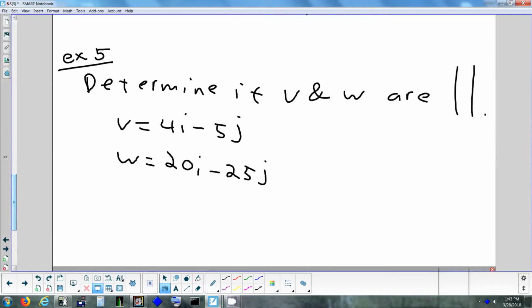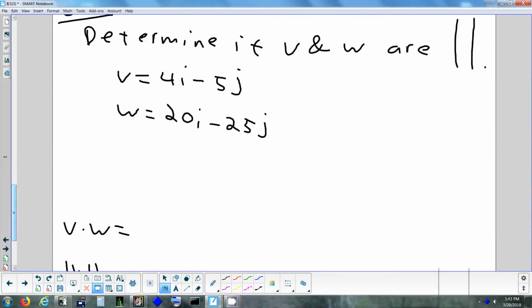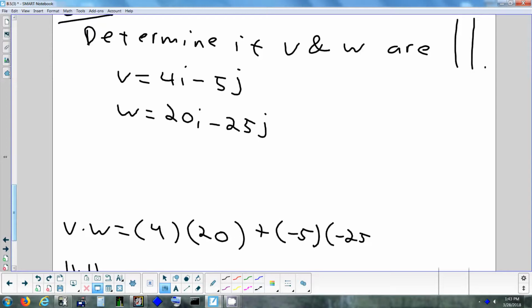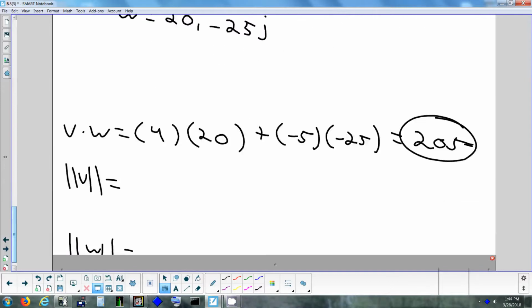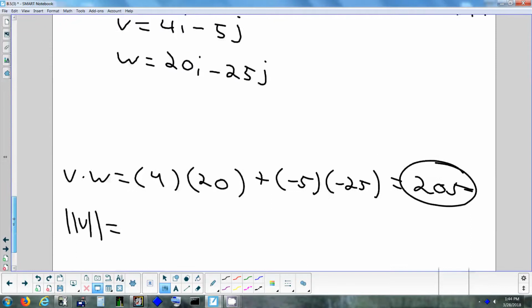We'll start out with the dot product. Okay, Abby, what am I going to multiply to get my dot product? 4 times 20 plus -5 times -25. Okay, so the dot product is 80 plus 125, which is 205. Okay, so we got the top. Now we need the two things in the bottom. So let's start with magnitude of V.